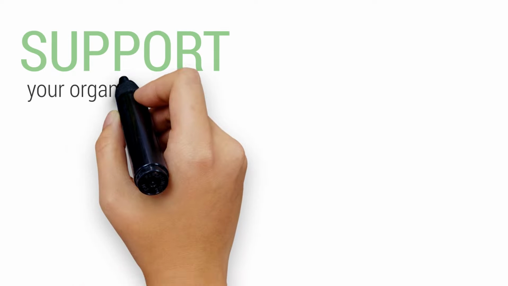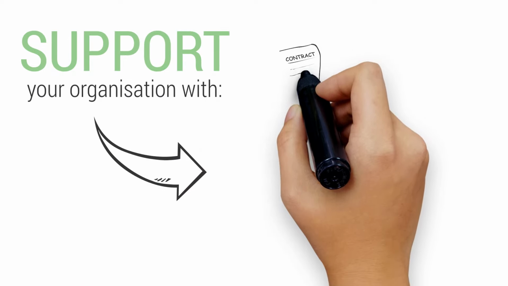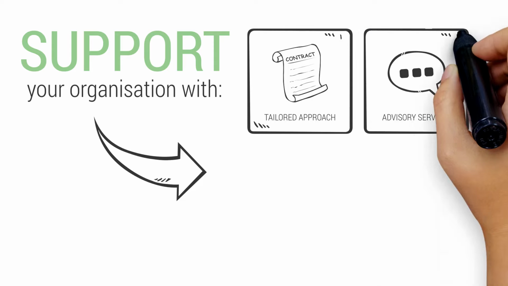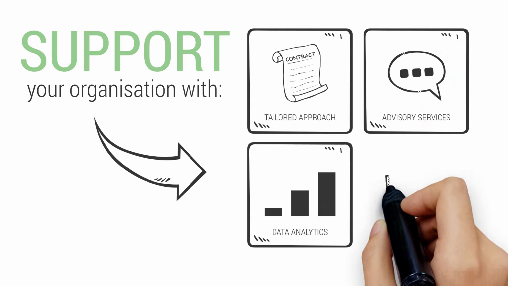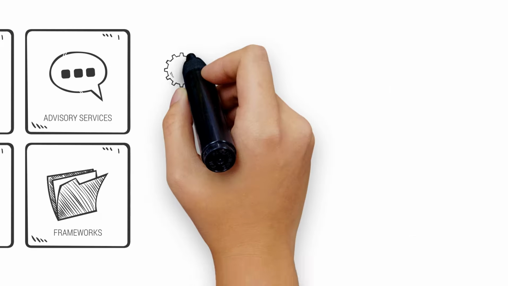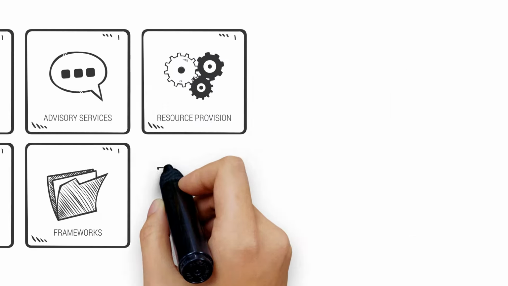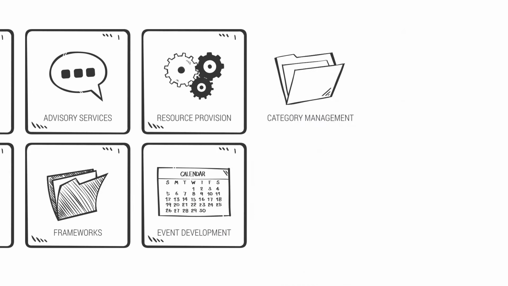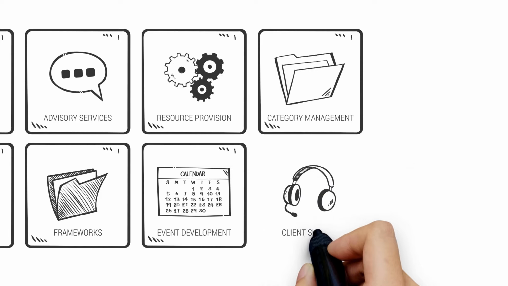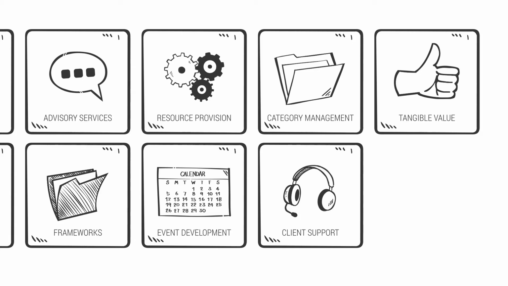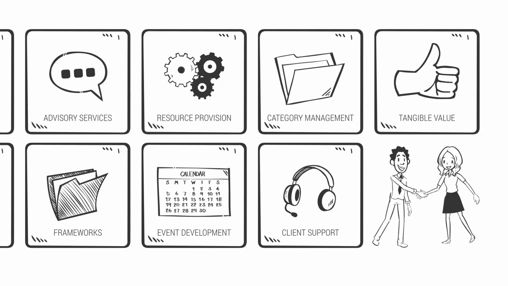ProcureRight can support your organisation with a tailored approach to every contract, advisory services that deliver value at each stage, data analytics to help you prioritise a category approach, policy and procedure frameworks, resource provision both shared and dedicated, event development and management, category management, client support throughout the life of the project, and the delivery of tangible value through negotiation and strategic sourcing. ProcureRight is ideal when collaborating with other organisations.